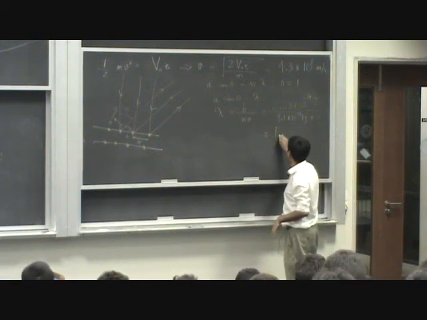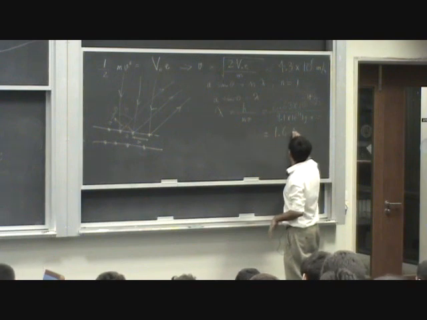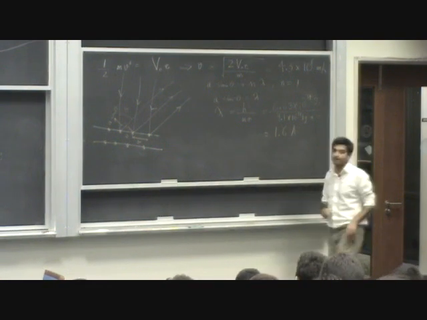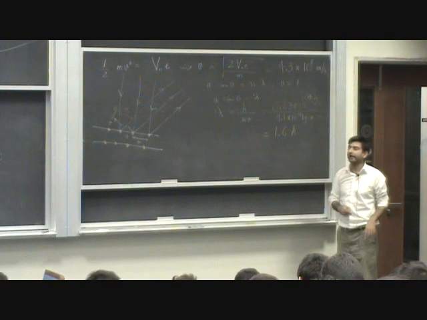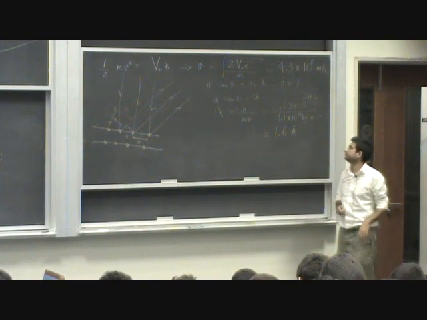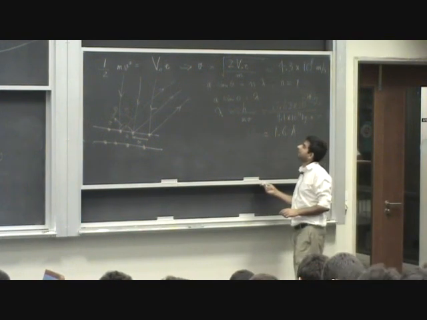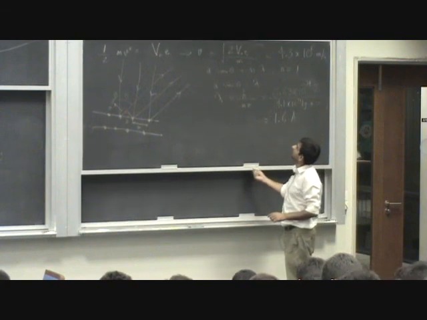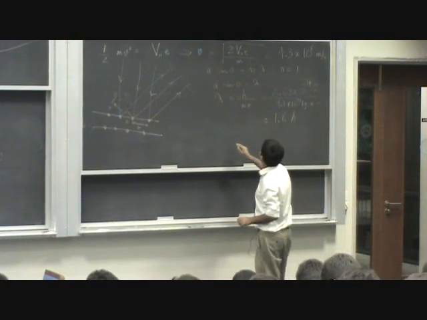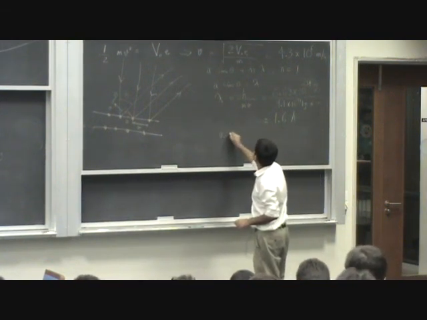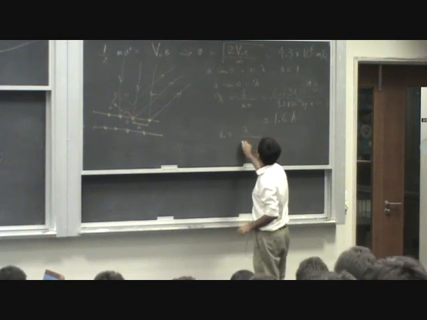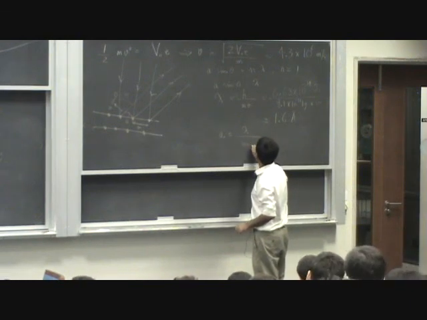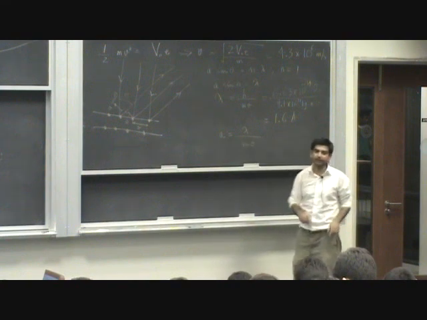1.6 angstroms. 1.6 angstroms. And can you find the value of A from lambda over sin theta, where theta is now 50 degrees?